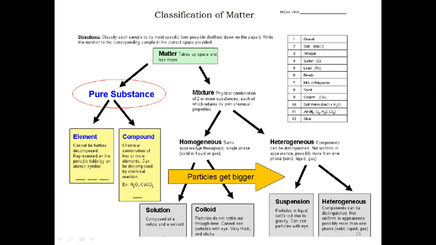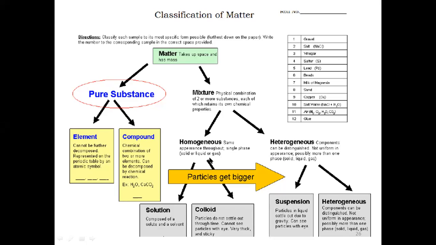What is the homogeneous mixture? It has the same appearance throughout, or it is in a single phase. That means it is a solid or a liquid or a gas. So solid is one phase, liquid is one phase, and gas is one phase. If your mixture of more than two substances is present in a single state, whether solid, liquid, or gaseous, then this type of mixture is called the homogeneous mixture.